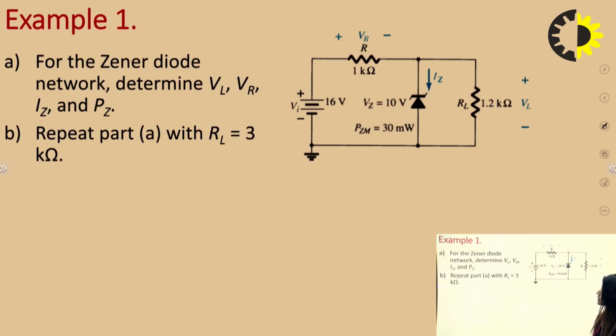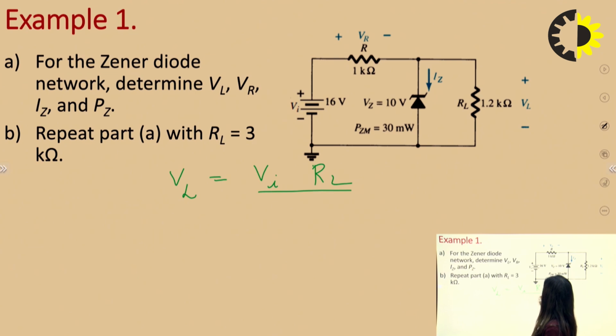So for this particular example, the question is asking to find out, for the Zener diode, VL, VR, IZ, PZ, and then repeat the part with RL equal to 3 kilo ohm. First of all, as I said, we are eager to find out the state of the diode. In this particular circuit, I will apply the first formula: VL is equal to VI into RL upon R plus RL.